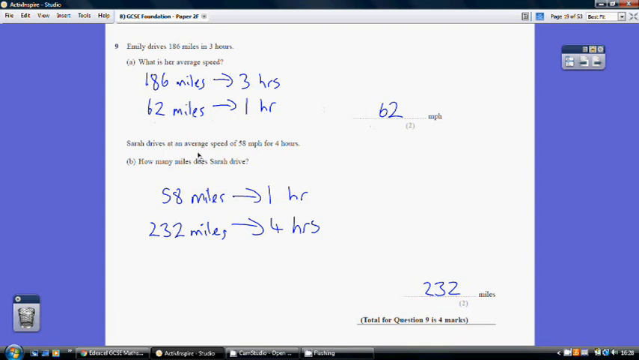Now part B, we're told Sarah drives at an average speed of 58 miles per hour. That means every hour she will go 58 miles. Now she's driving for 4 hours, so 4 lots of this. 4 times 58 is 232 miles.